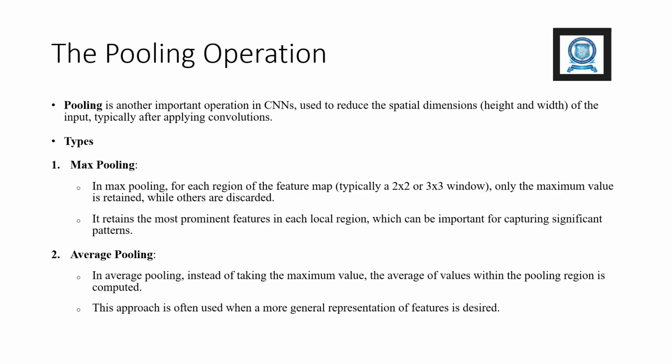Number two, average pooling. In average pooling, instead of taking the maximum value, the average of values within the pooling region is computed. This approach is often used when a more general representation of features is desired.